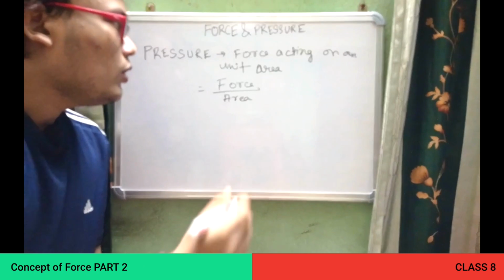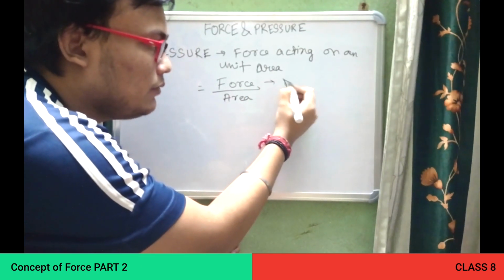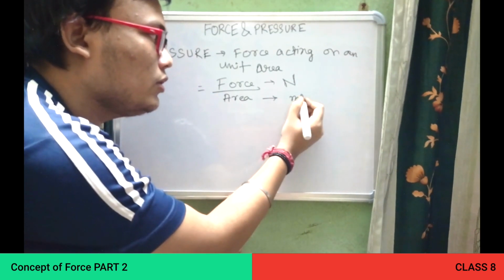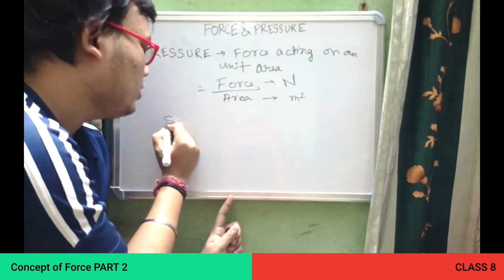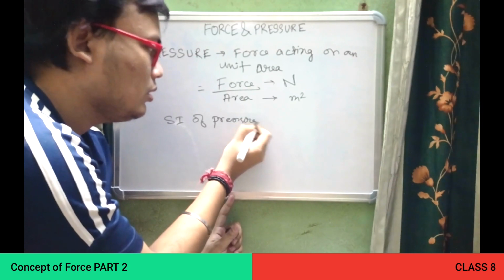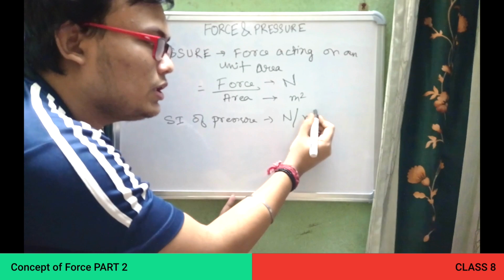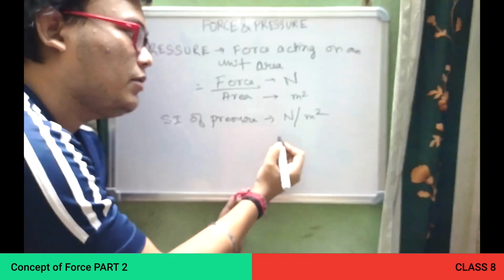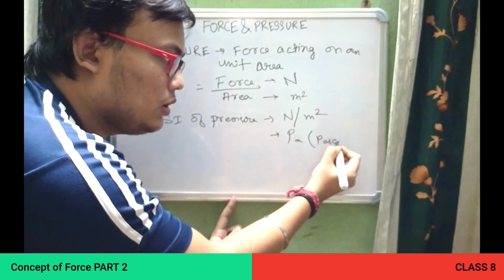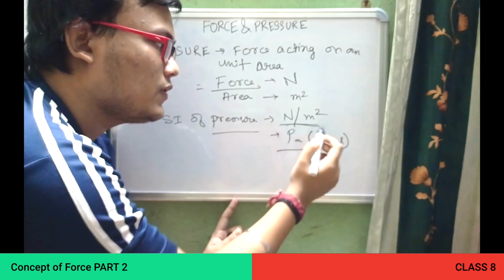We know the SI unit of force is Newton as described in the first video, and we know the SI unit of area is meter square. So the SI unit becomes Newton per meter square, or simply it can be written as Pa, which is Pascal. So the SI unit of pressure is Pascal or Newton per meter square.